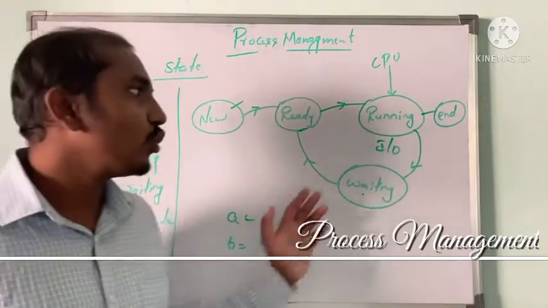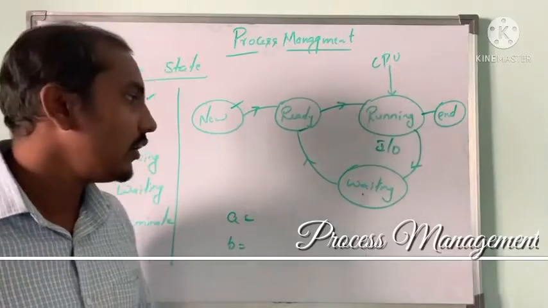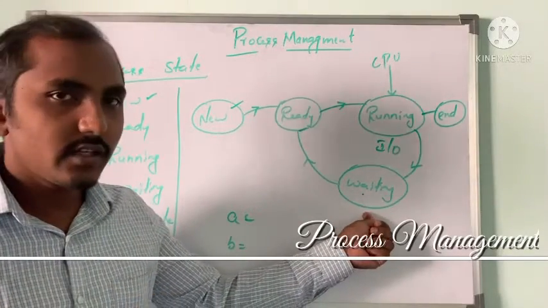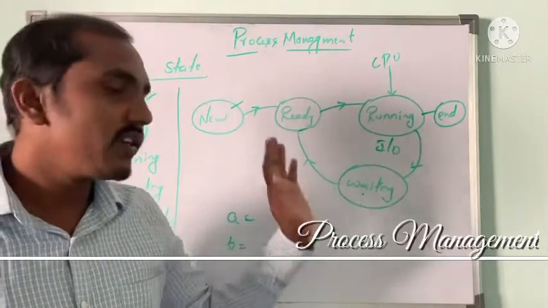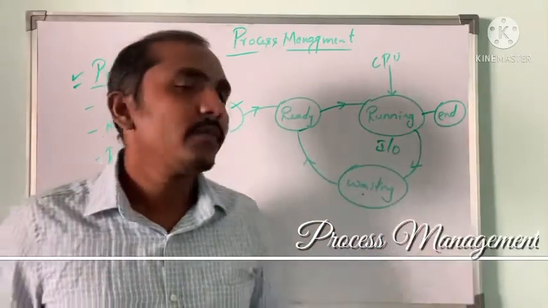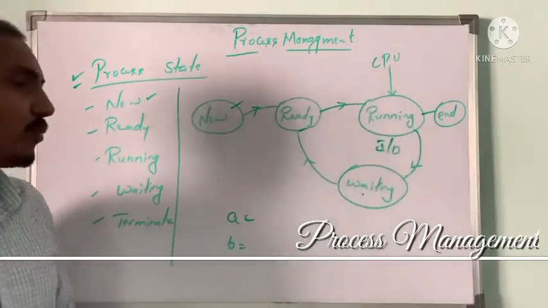From the ready state, it will go to the running state. If there is any interruption or event that has to occur, it will go to the waiting state. Once that is completed, it will come back to the ready state. After completion of the execution of all the instructions, it will go to the end state or dead state. So this is about your process states.